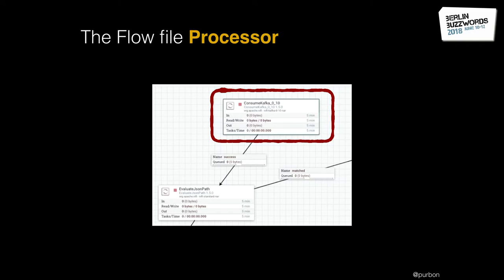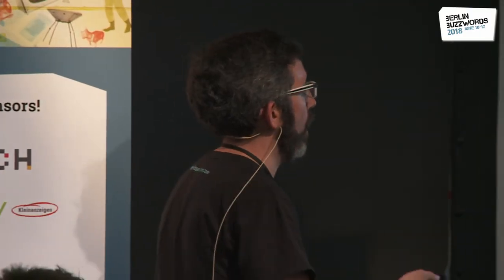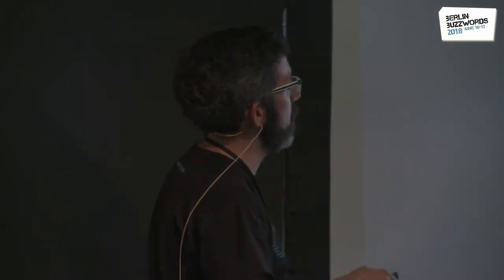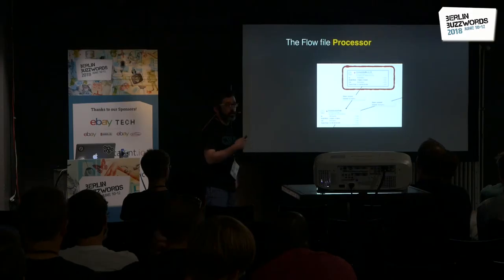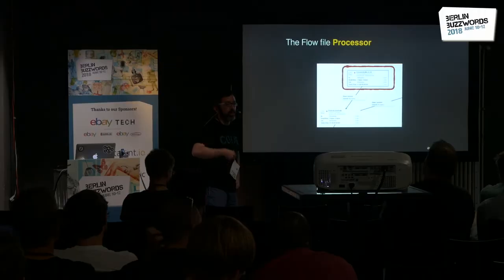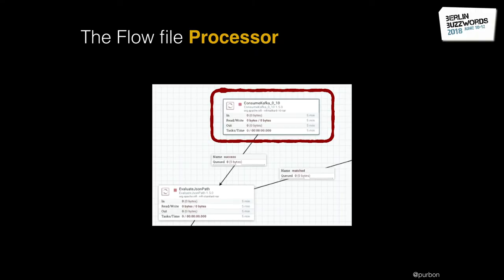NiFi has a rich collection of processors, and one, for example, that we can see here is consume from Kafka. You basically define a topic, a queue, and go consume. A very powerful thing about the processors is that in the UI you get the status of the processor, whether it's operating or not. You get the version that you are running. You can actually run different versions of a processor. You can have Kafka 10 and Kafka 11, both in the same place.